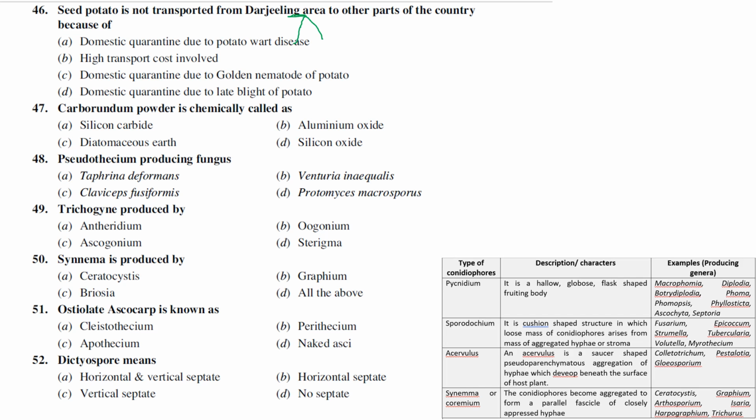And the next one: carborundum powder is chemically known as silicon carbide. It is generally used in local lesion assays. By performing a local lesion assay, we use a chemical called carborundum powder. That chemical name is silicon carbide.